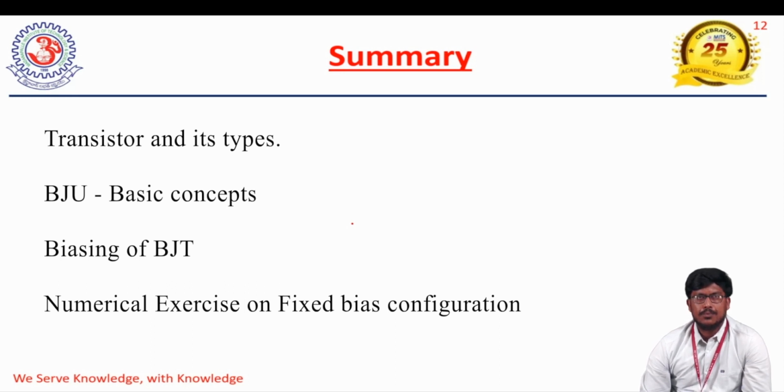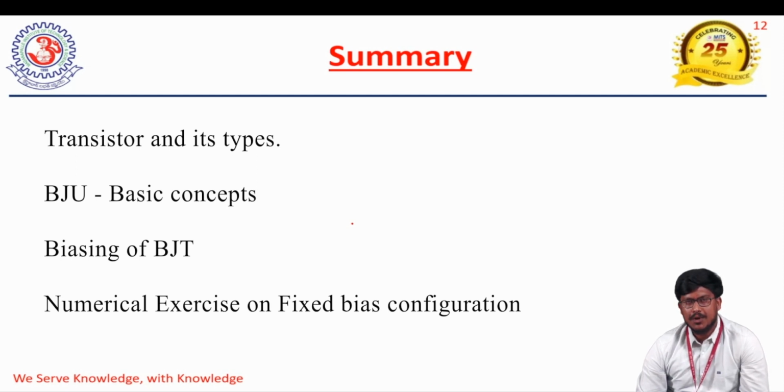Mainly in this session, we have worked on the BJT. The BJT is a three terminal device. The terminals are indicated as base, collector, and emitter, and it has three layers and two junctions. The two junctions are the collector to base junction and the base to emitter junction.